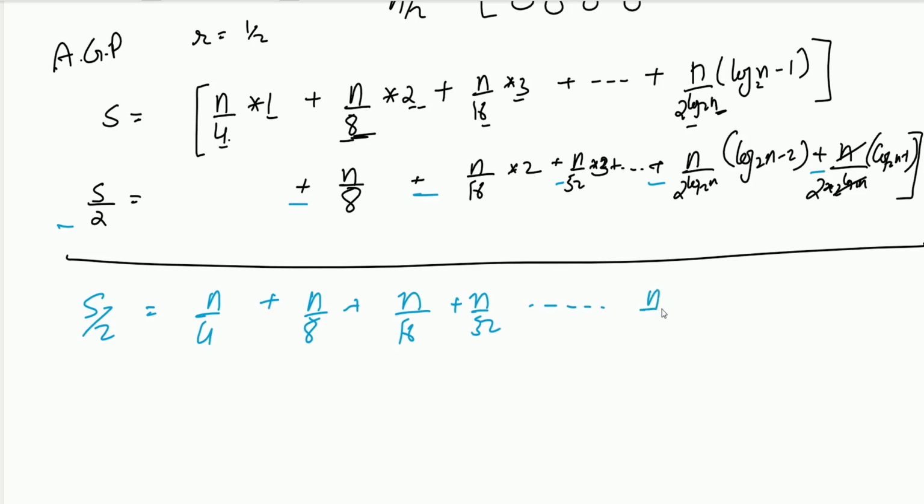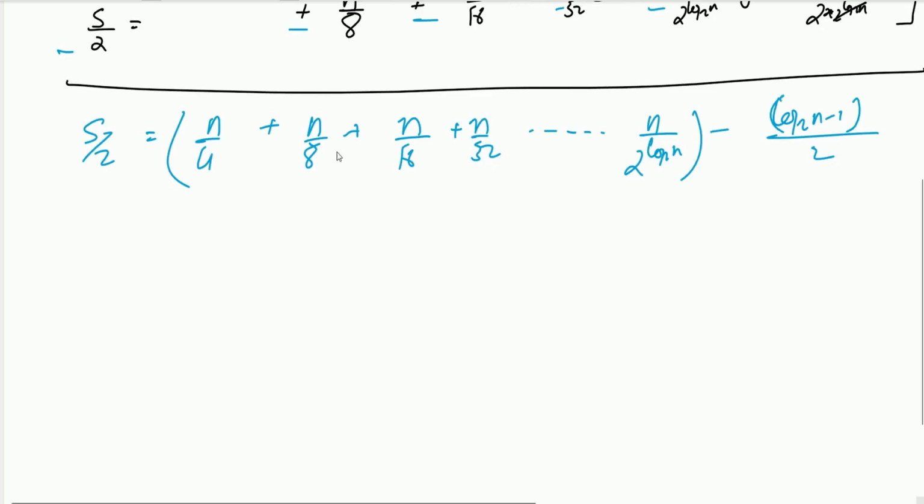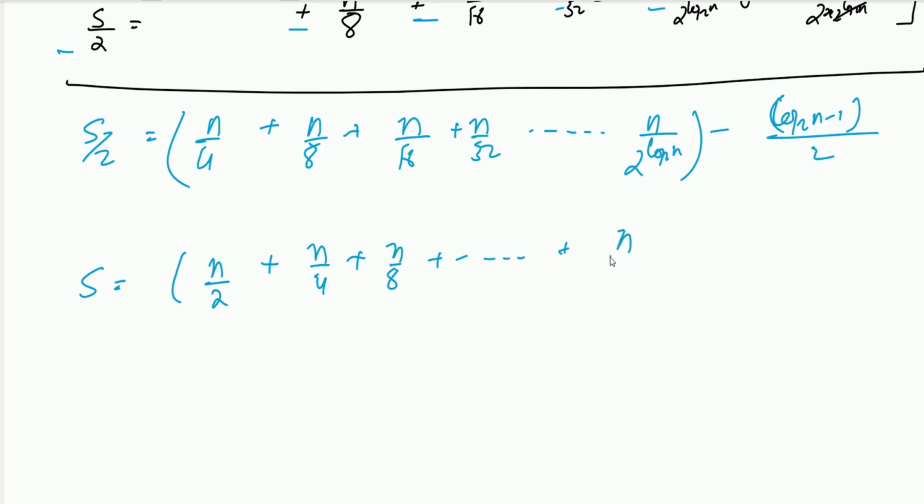This term will become n by 2 to the power log 2n. Minus this will remain log 2n minus 1 by 2. Now I'll multiply this 2 on this side. So s equals n by 2 plus n by 4 plus n by 8 plus, and so on. This will be n by 2 to the power log 2n minus 1. Every one's power is reduced to 1.